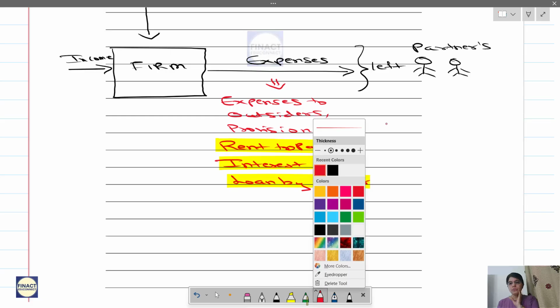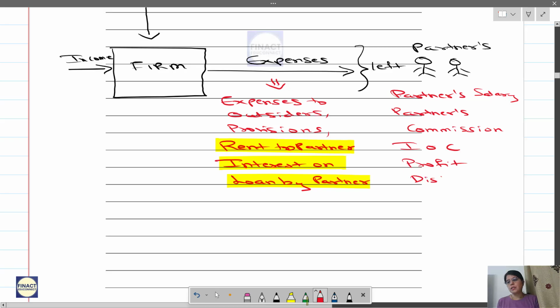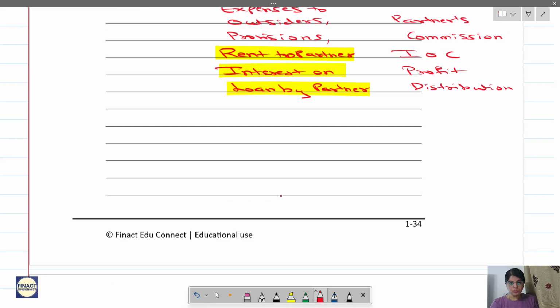Whereas other items, that is partner's salary or partner's commission, or your interest on capital, then profit distribution, all this comes under appropriation of the profit.